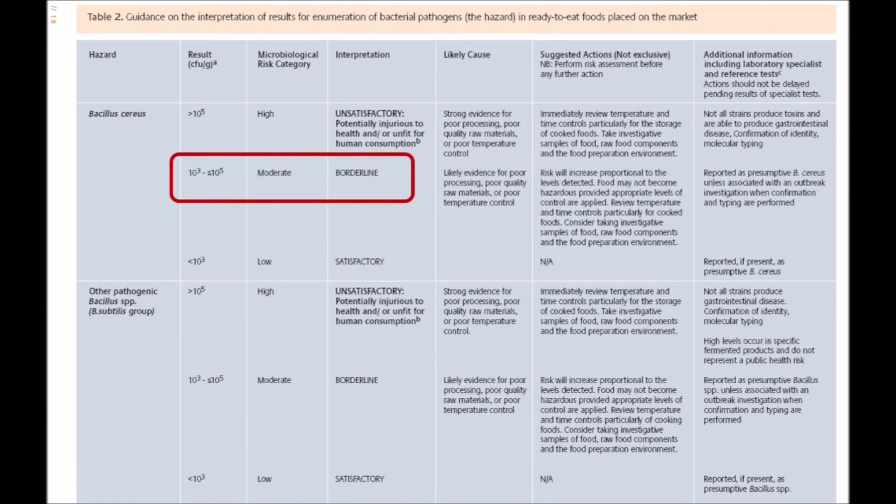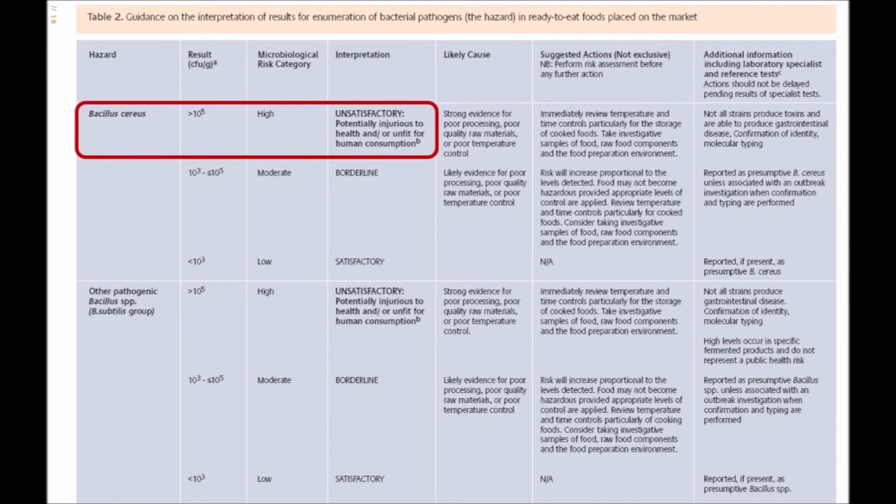A count between 10 to the power 3 and less than 10 to the power 5 colony-forming unit per gram is considered borderline, meaning the food is of a moderate microbiological risk. In this case, it is advisable to consider taking investigative samples of food, raw food components and the food preparation environment. A count of above 10 to the power 5 colony-forming unit per gram of the food sample is considered unsatisfactory, meaning the food is of high microbiological risk and therefore not fit for human consumption. The food has the potential to be injurious to health.